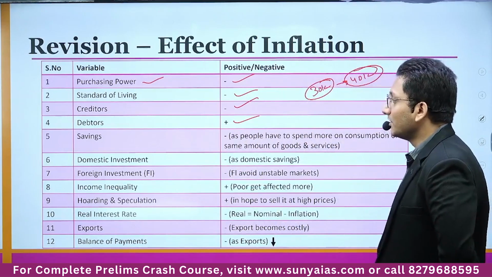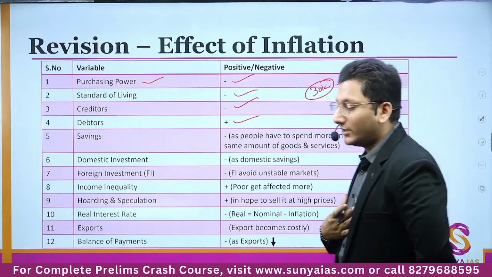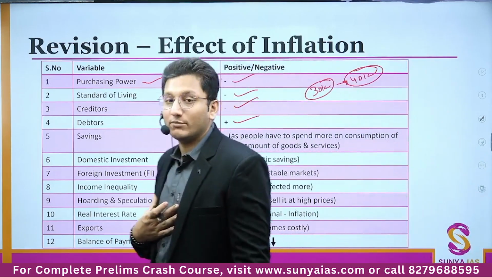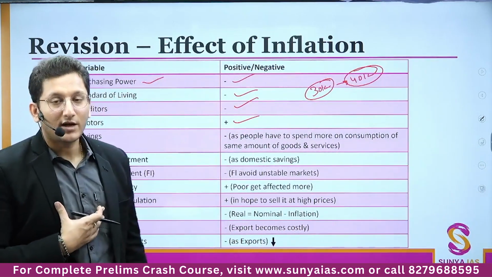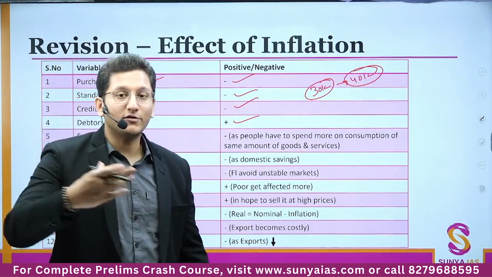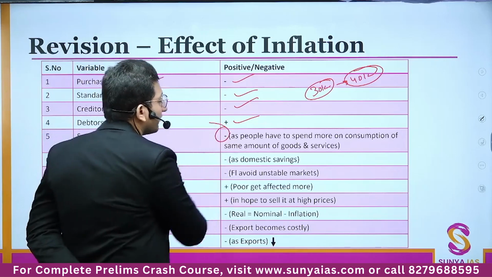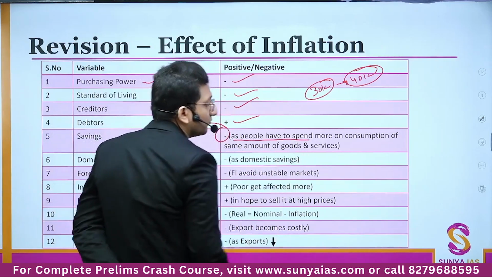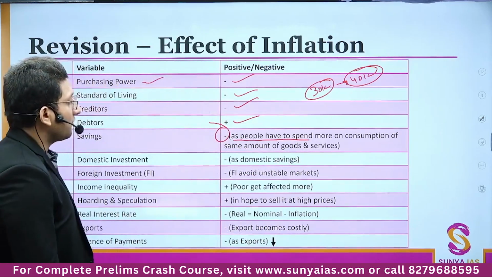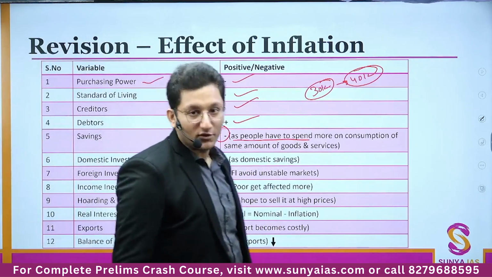Then saving pe, if I am having a saving and the bank is providing me 7% of interest, right, 7% of interest and the rate of inflation is 10% or more, then it's going to have a negative impact on me as people have to spend more on consumption of same amount of goods and services afterwards.